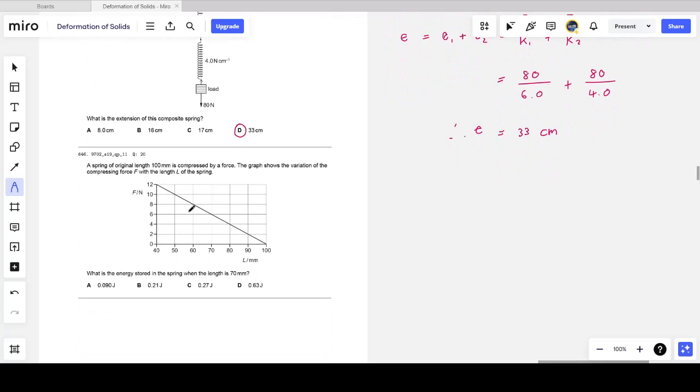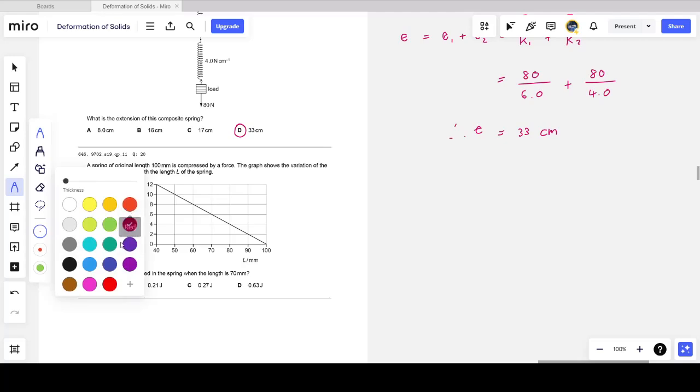The next question is 646. It comes from the summer 2019 exam, question paper 1, variant 1, and it's question 20 from the paper. We're told that a spring of original length 100 millimeters is compressed by a force. The graph shows the variation of the compressing force with the length of the spring. And we want to know what the stored energy in the spring is when the length is 70 millimeters.